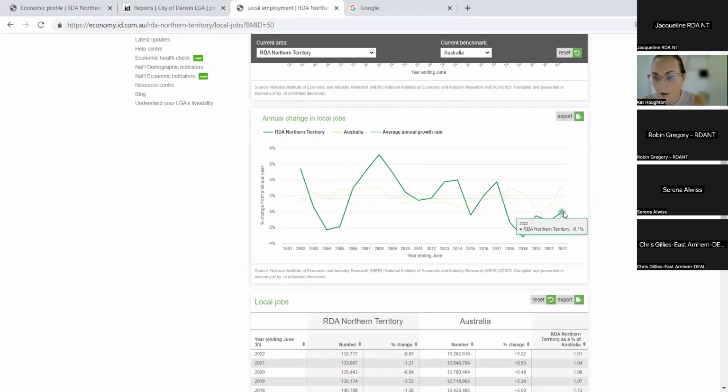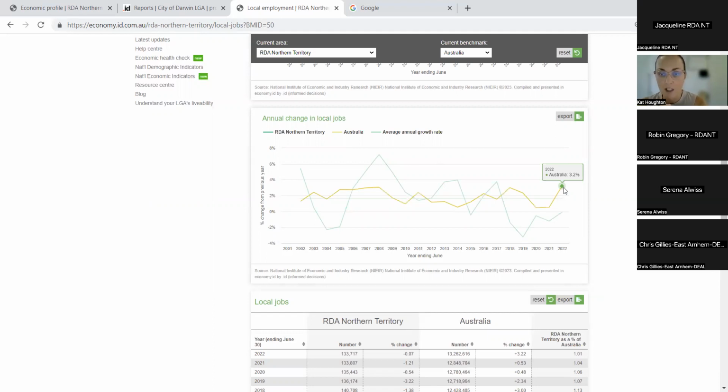And jobs growth certainly not as fast as the rest of Australia. Now, some of that can be because this is jobs that are filled. So one of the things at the moment that I remind people is that a lot of places are actually crying out for workforce, particularly in our hospitality, construction industries, healthcare.